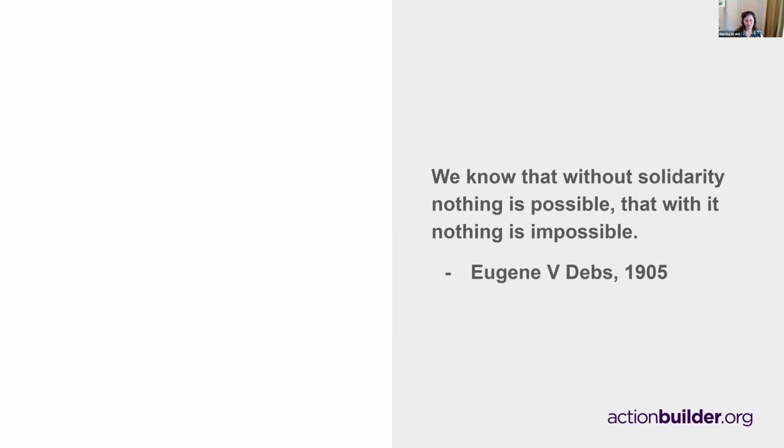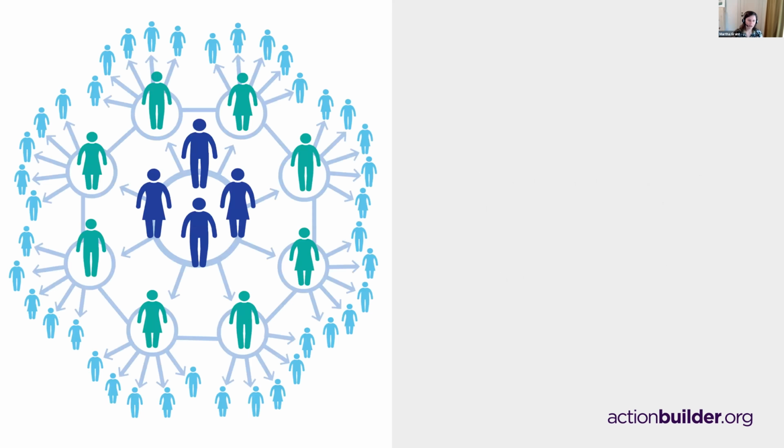I love this one. So we know that without solidarity, nothing is possible, that with it, nothing is impossible. So I think there's lots of ways of talking about good organizing, solidarity at the core, really building a genuine relationship with everybody in your organization, treating everybody as a potential leader, helping build up people's capacity to organize, to lead, is such a crucial part of any good organizing system.